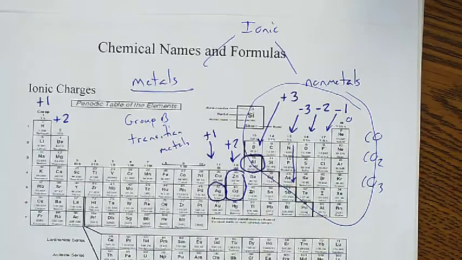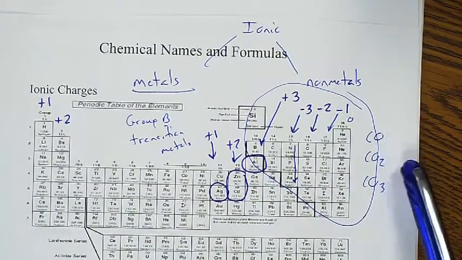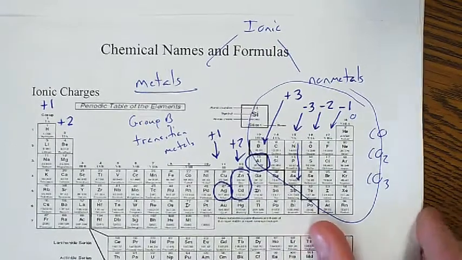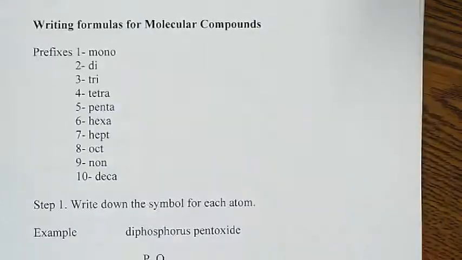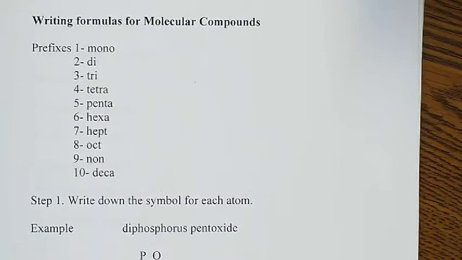If we did not, and used just the ionic naming rules, metal and nonmetal, that would be carbon oxide, that would be carbon oxide, and that would be carbon oxide, and they're completely different. So we have to account for that. Now here's what we use to name molecular compounds. We use prefixes to indicate how many of each element are there.